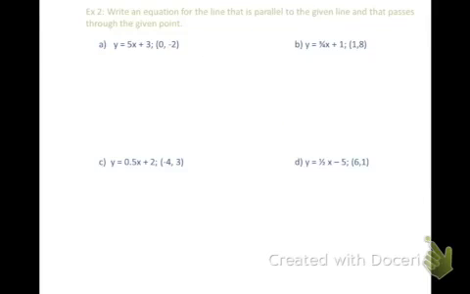Okay, so the second part is a little different. It says write an equation for the line that is parallel to the given line and that passes through the given point. So we're going to do two things. Step 1, find slope.